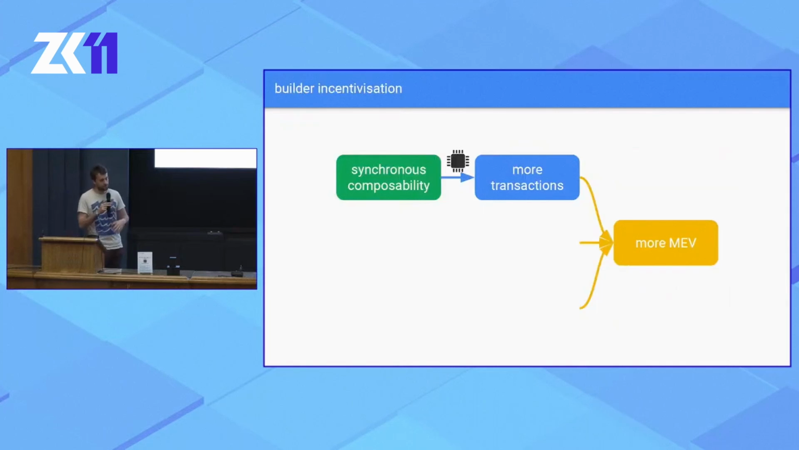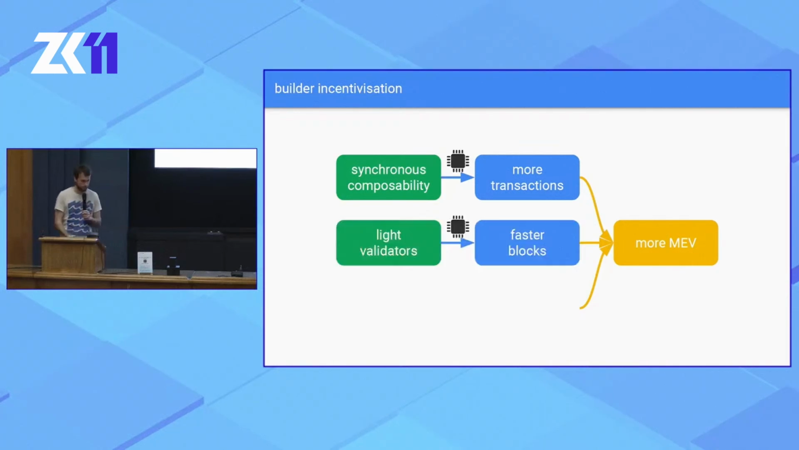And my last slide of this first section basically tries to highlight that there are some incentives for the builders to use fancy hardware to do the proving in order to extract more MEV. And that is kind of a nice incentive alignment for people to go do the R&D around this. So in the case of synchronous composability, the more proving capabilities you have, the lower latency you have, the more transactions you are going to be able to include on chain, those transactions that require synchronous composability.